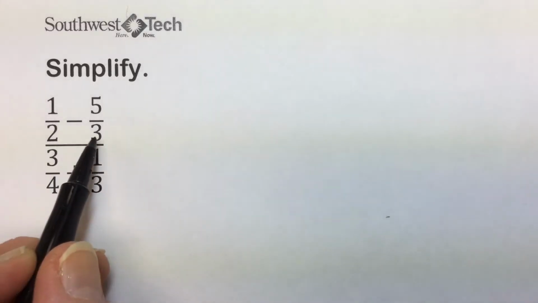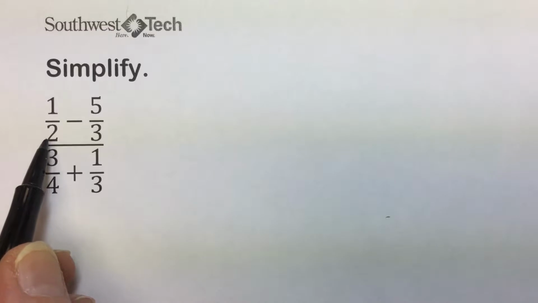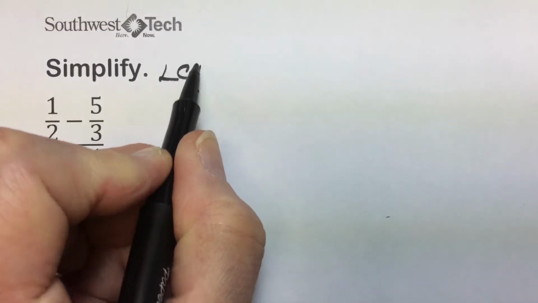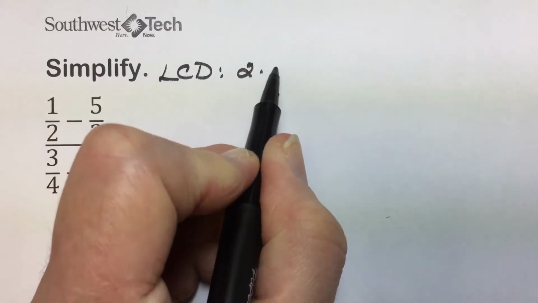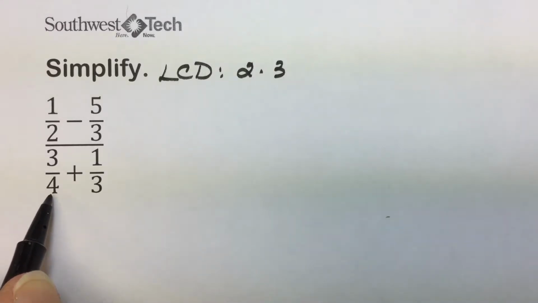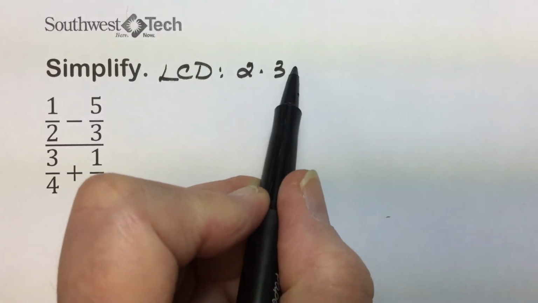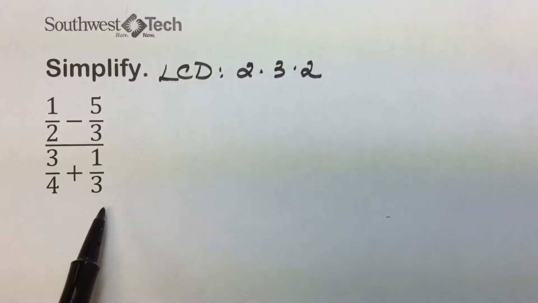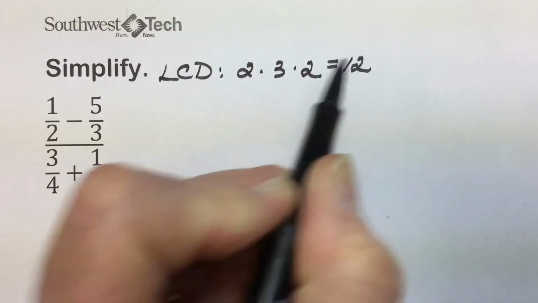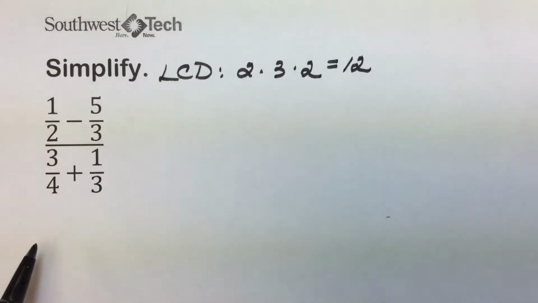So we're going to look at the denominators. We have denominators in the numerator of 2 and 3, so our least common denominator needs to have a factor of 2 and 3. The denominator's denominator has 4, which we already have a 2, but we'll need another 2, and it has the 3, which we already have. Multiplying these together gives us a least common denominator of 12.